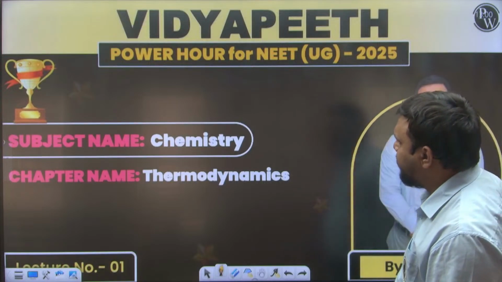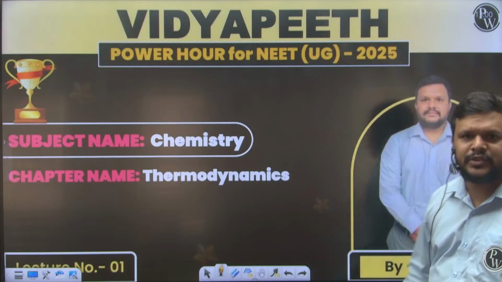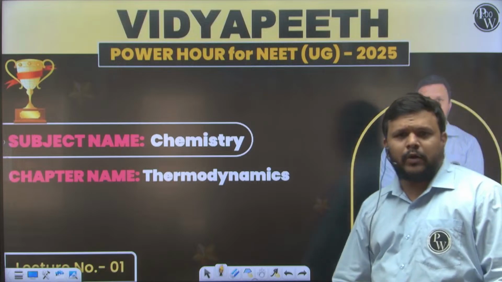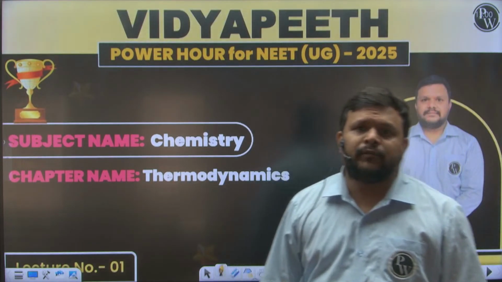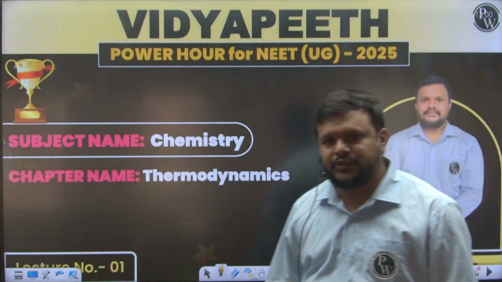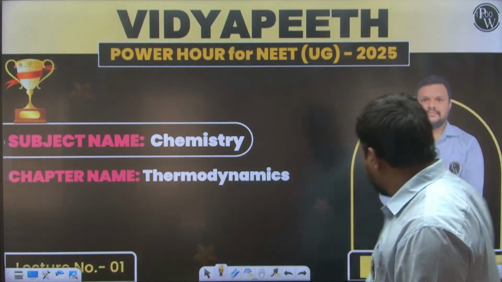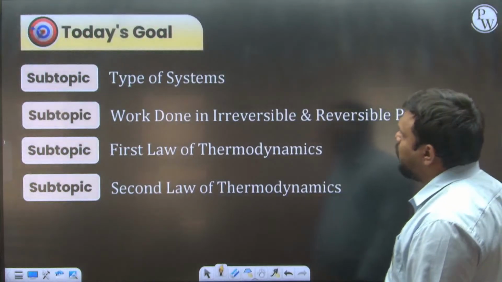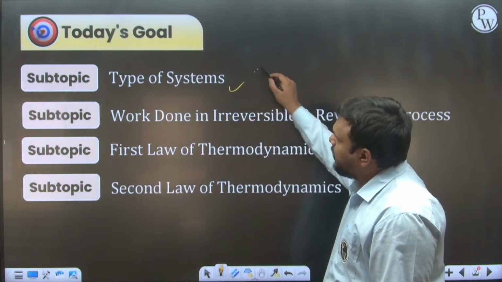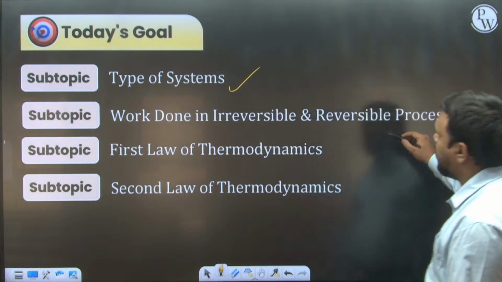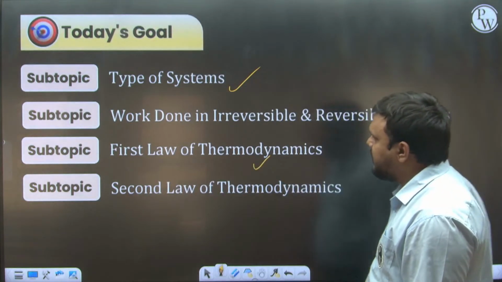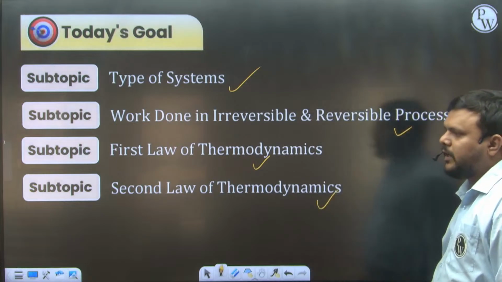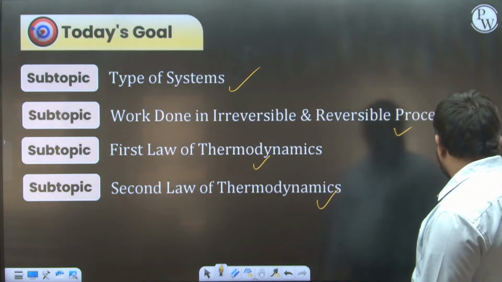Today we will be having a revision of thermodynamics chapter. So let us see this important chapter. As you know, thermodynamics is all about study of different energies and their interconversion. So let us see a very interesting topic. We will be covering here type of systems, work done in irreversible and reversible process, first law of thermodynamics, second law of thermodynamics. So let us start the first section, that is type of systems.